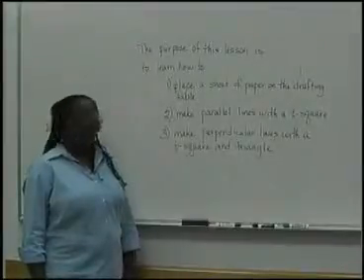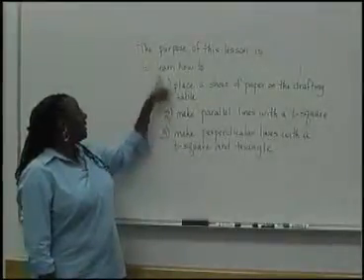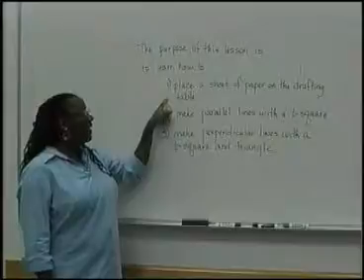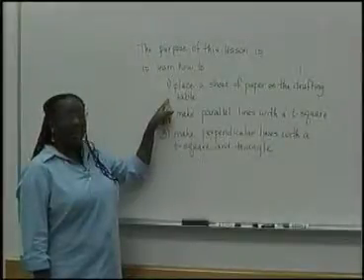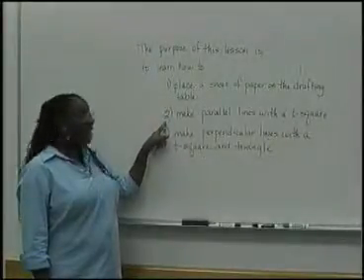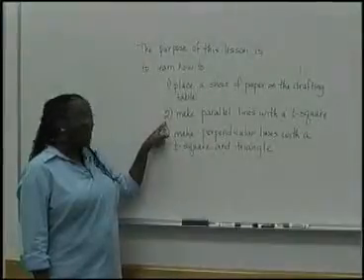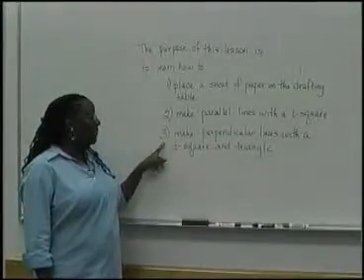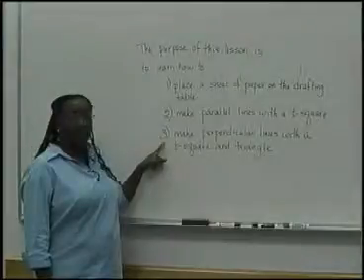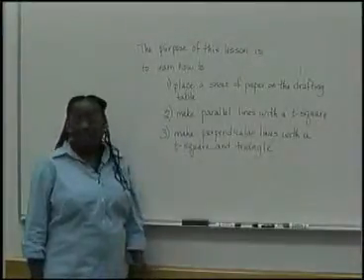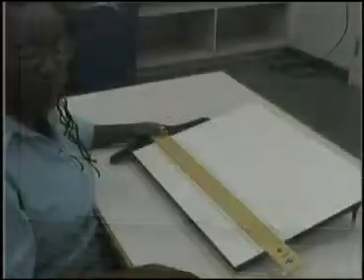Hello. The purpose of this lesson is to learn how to, number one, place a sheet of paper on the drafting table. Number two, make parallel lines with a T-square. And number three, make perpendicular lines with a T-square and triangle. Okay, let's look at the items that we'll need to do this.